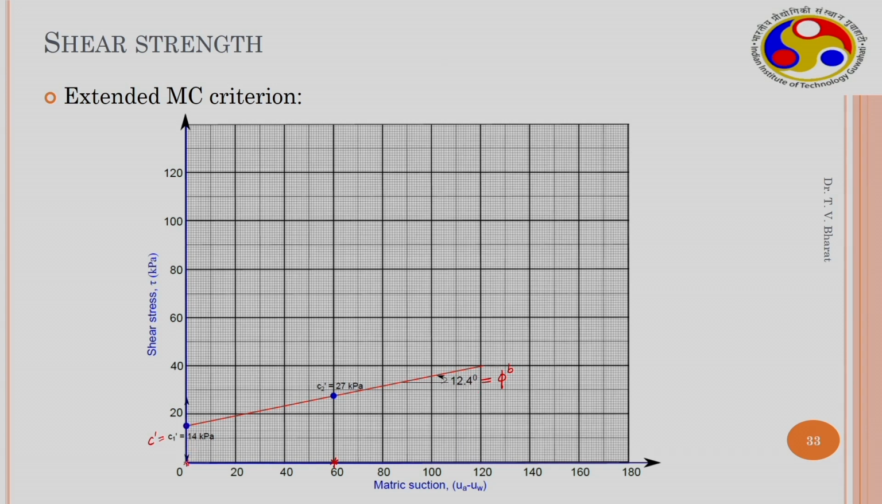The intercept in fact is starting at matric suction 0. So, you got C dash. Therefore, C dash is estimated to be 14 kilopascal, phi dash is estimated to be 20 degrees, and phi b is estimated to be 12.4 degrees. This data, which is obtained graphically, is very close to the data obtained from the analytical technique.